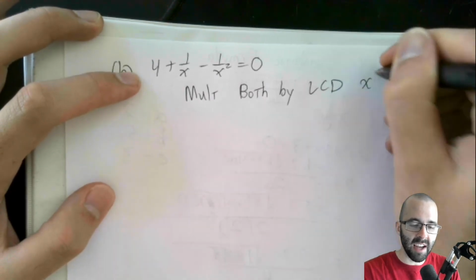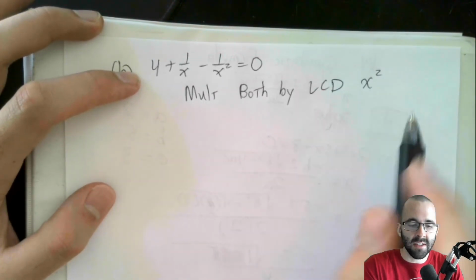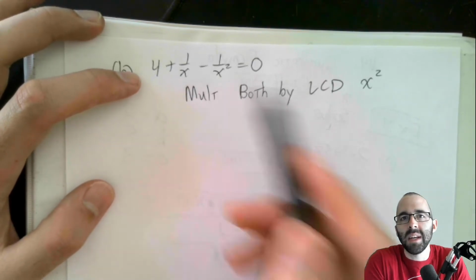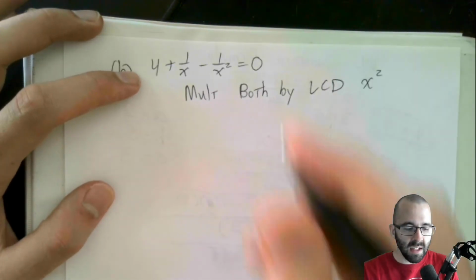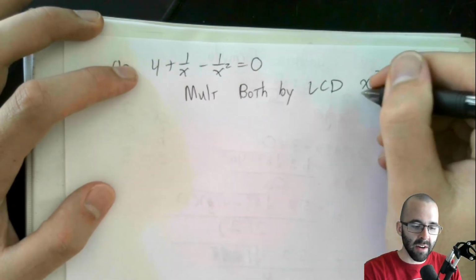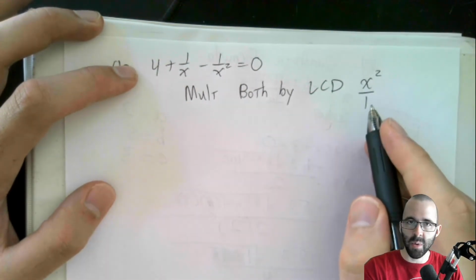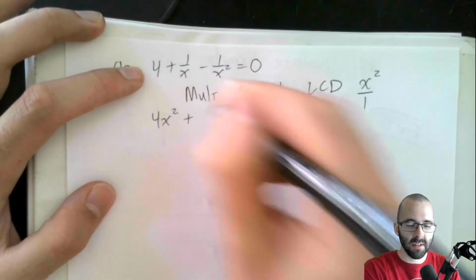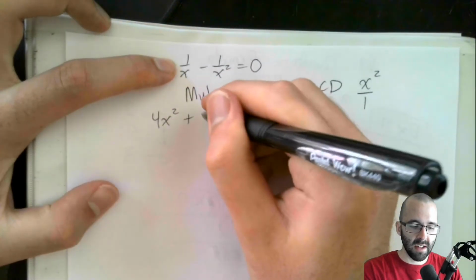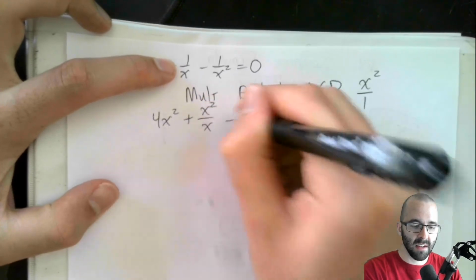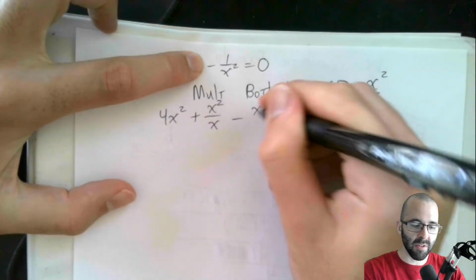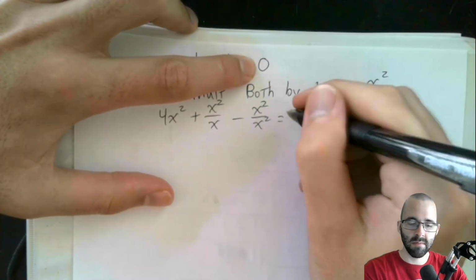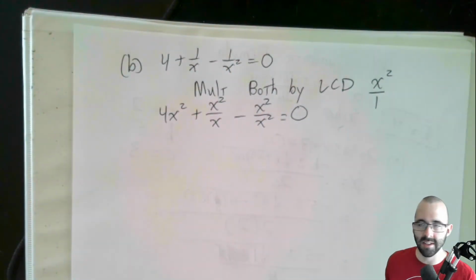So the LCD here is x squared. The LCD is just, if you were combining all these into fractions, what would your denominator have to be? That's the LCD. So if we multiply everything by x squared, that's the same as x squared over 1, right? So this becomes 4x squared plus x squared over x minus x squared over x squared equals 0 times x squared. Anything times 0 is still 0.